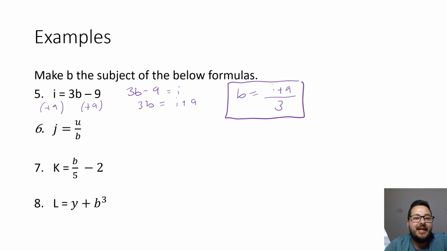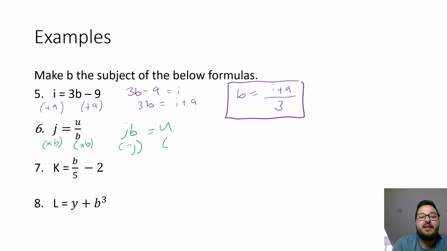Okay, next one. J equals U over B. Now we want B to be the subject. The problem at the minute is B is kind of like buried under this fraction. Because it's U divided by B, we want to get B out of the fraction by multiplying by B on both sides. So if we times by B on the left, we're going to get JB equals, and on the right we're going to get u. And then from there, we want b on its own, so let's just divide both sides by j. So we're going to end up with b equals u over j.